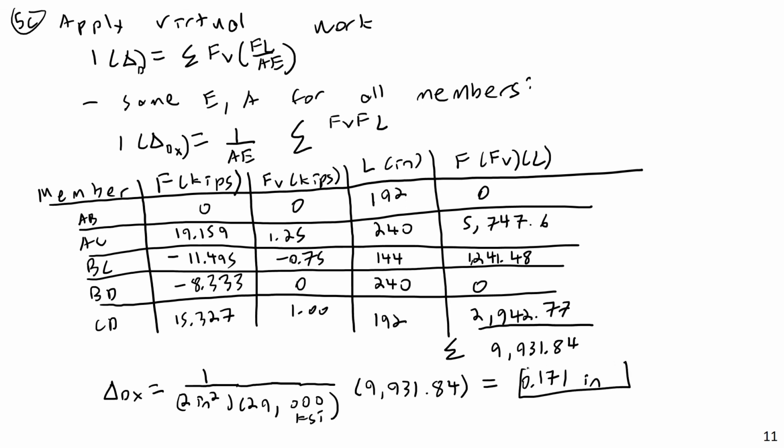29,000 KSI times the result of my summation, which comes to 9,931.84. And when you take this and divide it by these, you will get, or at least I got, 0.171 inches. And assuming I didn't make any math errors, which is certainly possible in something like this, that is the final answer. So the method is definitely right.